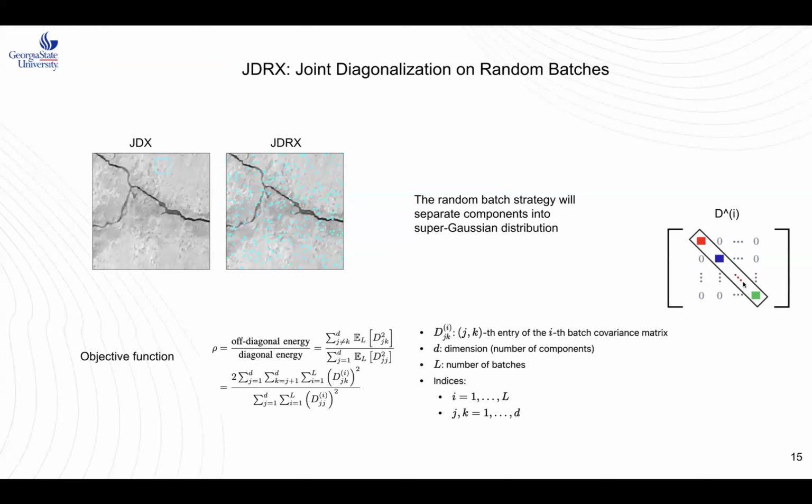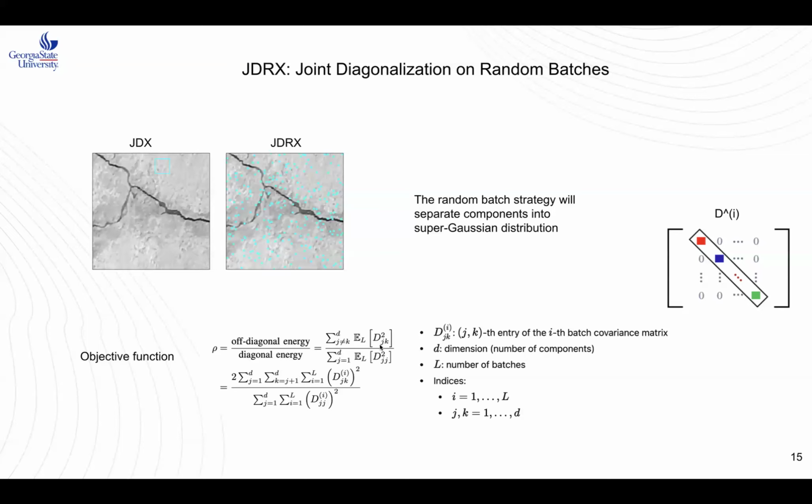Generally, this is how the diagonalization is done. But when you do joint diagonalization, you're trying to do this through a lot of covariance matrices, and each covariance is generated by a random batch from the mixture. So I'm trying to get this objective function. It's about the off-diagonal energy: the summation of all of the off-diagonal values divided by the diagonal energy, all of the diagonal elements through the whole batch. It can be shown that it's something like this.